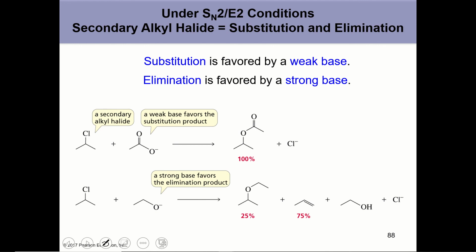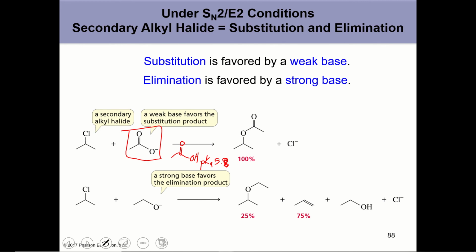One of the factors is going to be substitution. A secondary carbon will undergo substitution when there is a weak base, like acetate ion, which has a conjugate acid of acetic acid, which has a pKa of 5.8. So that's a weak acid, but it's a stronger acid than, for example, an alcohol.